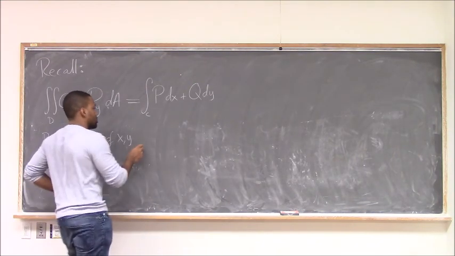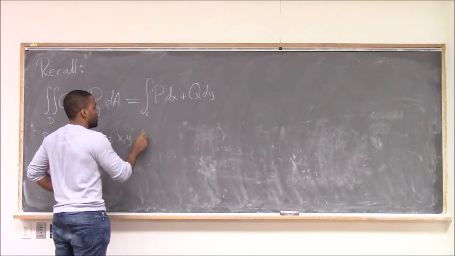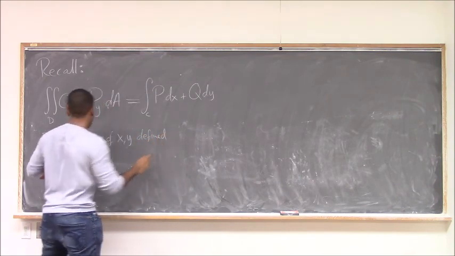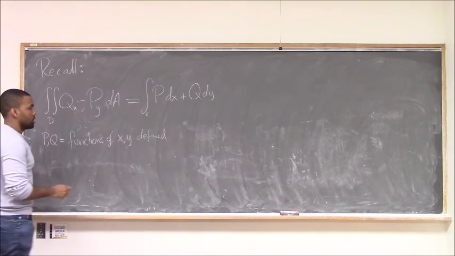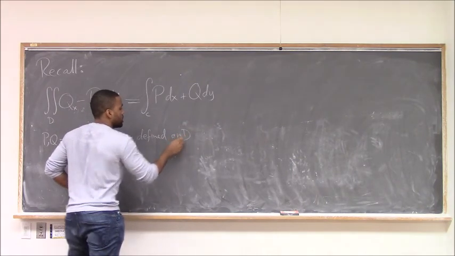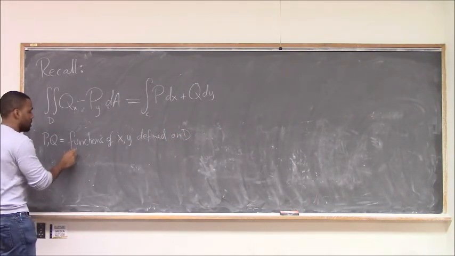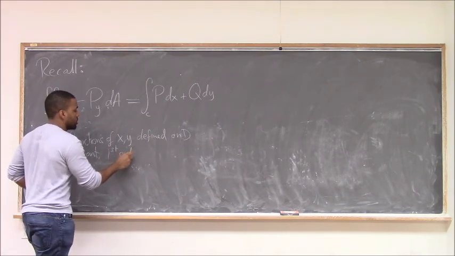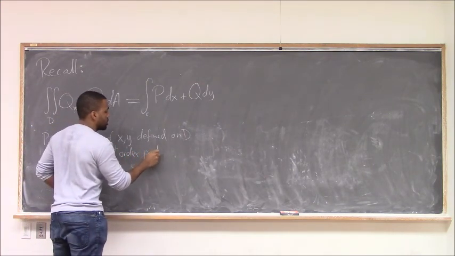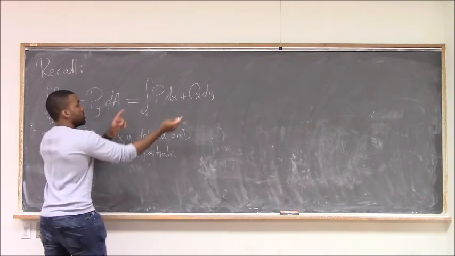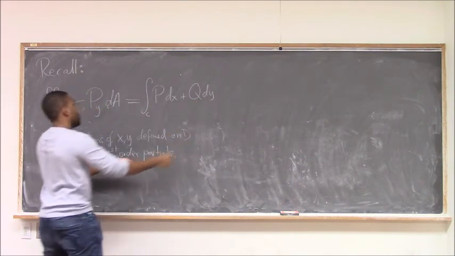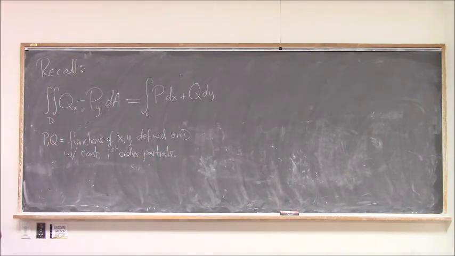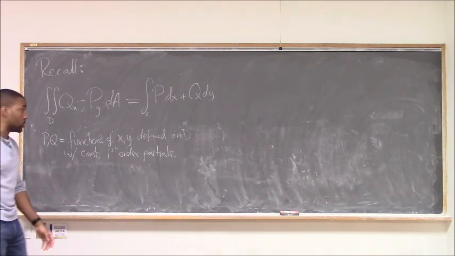C has to be a closed curve, and a simple closed region. I'm talking about P and Q, the functions. So these are functions defined on D with continuous first order partials. So not only do these functions have to be continuous on the region, but their derivatives also have to be continuous on the region, or this equation is frankly not true.